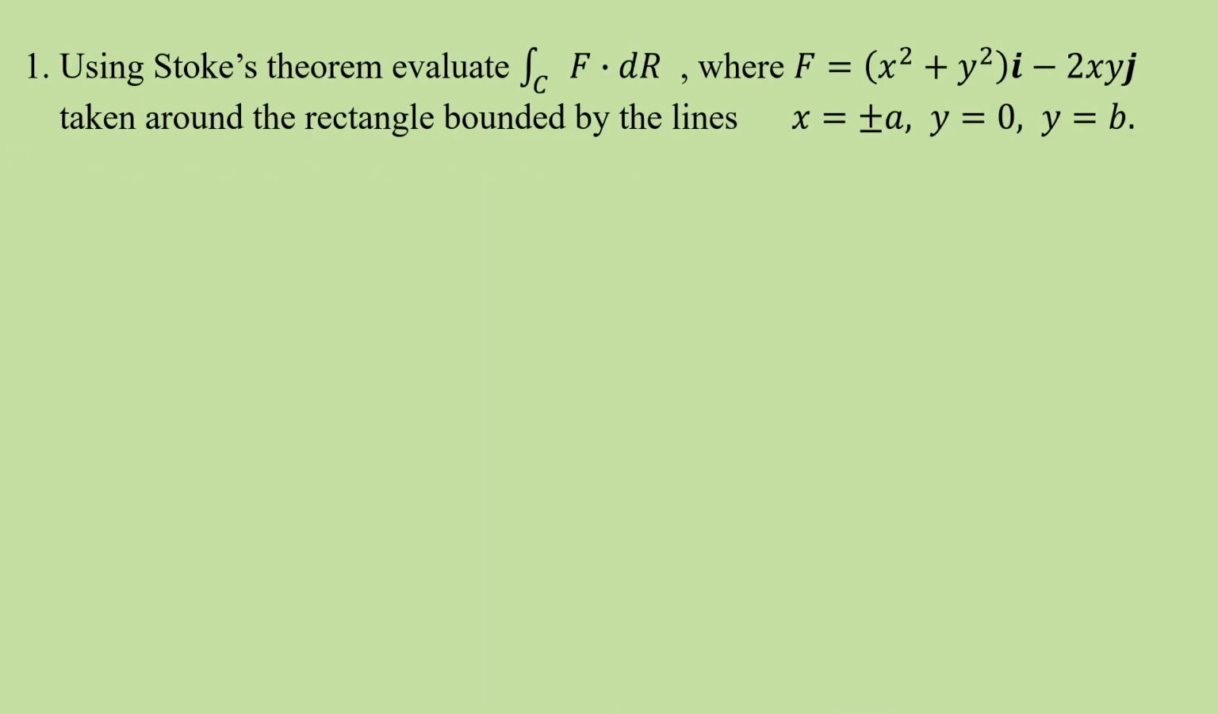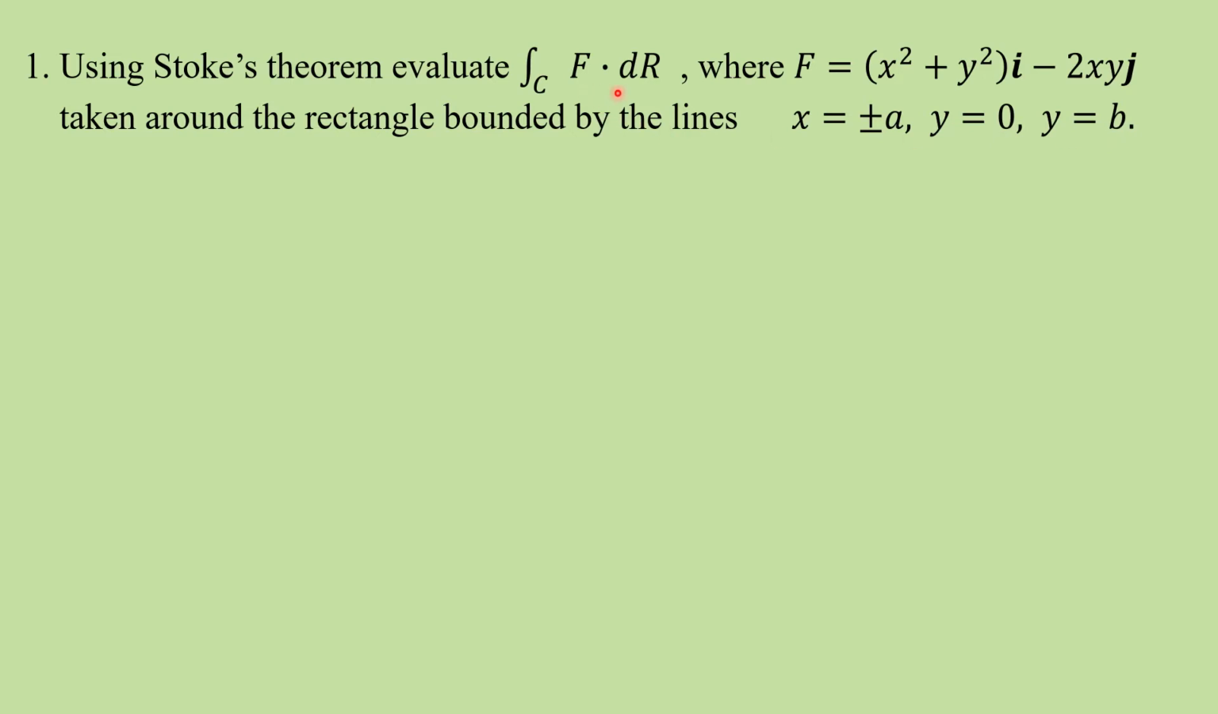Now we will take some problems on Stokes and Gauss divergence theorem. Problem number 1. Using Stokes theorem, evaluate the line integral of f along the curve C, where f is (x square plus y square)i minus 2xyj, taken around the rectangle bounded by the lines x equal to plus or minus a, y equal to 0 and y equal to b.